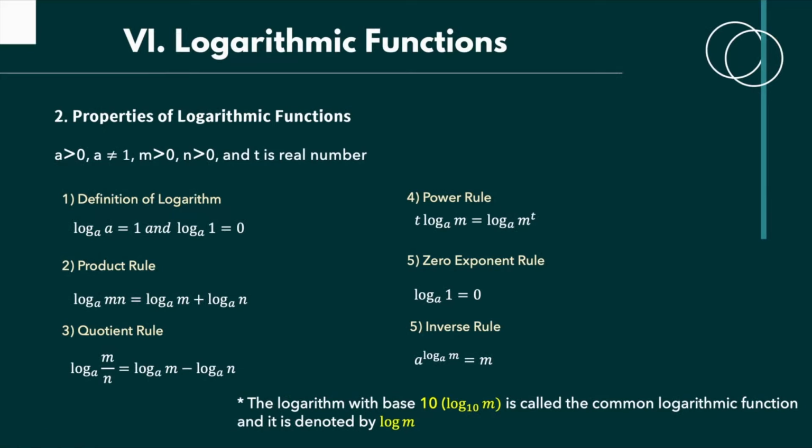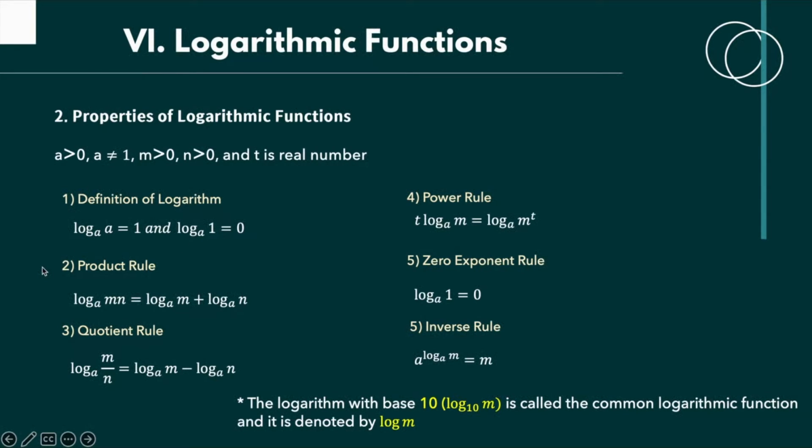Like exponential functions, logarithmic functions have numerous similar properties to keep in mind. These properties are also very helpful to know when solving problems involving logarithms. First off, let's keep in mind that the base a is greater than 0 and not equal to 1, m is greater than 0, n is also greater than 0, and t is real. First off, we have the definition of logarithm. Log base a of a is equal to 1, and log base a of 1 is equal to 0. That's because a to the power of 1 is a, and a to the power of 0 is 1.